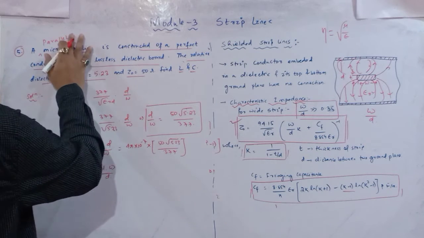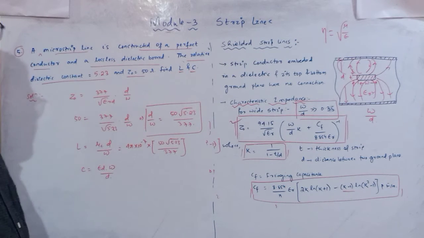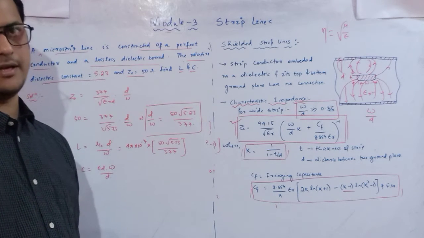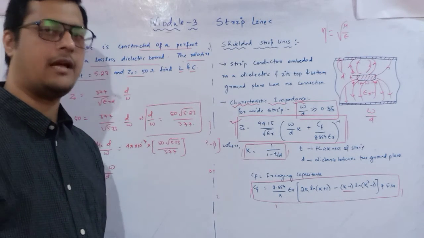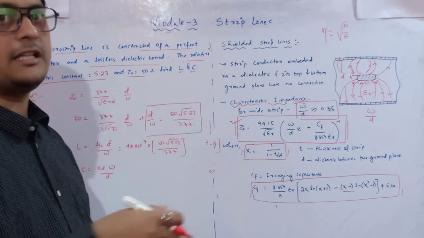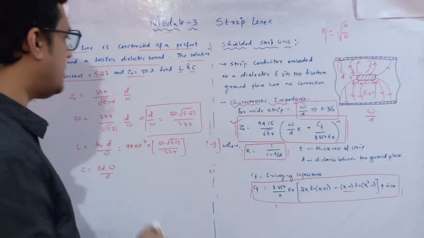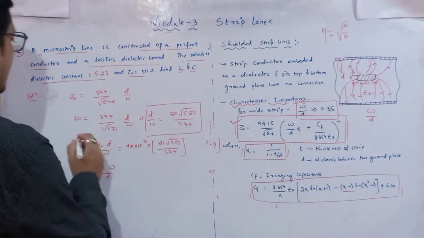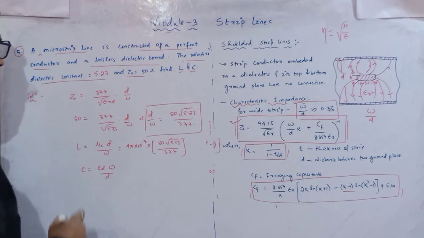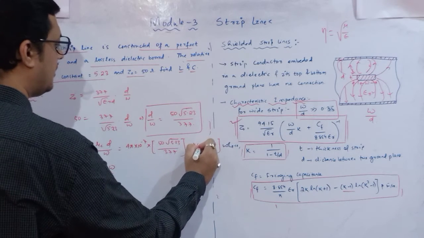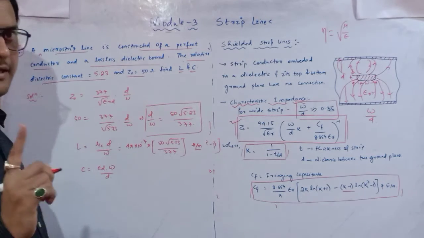So even if it is not a parallel line, for a microstrip line also you have to identify the RLGC parameters. The RLGC parameters will be the same as for the parallel line. That we have seen, how to determine the distributed parameters. Distributed parameters means the RLGC components. So L is equal to mu c d by w. Whatever value we get, the unit will be Henry per meter.